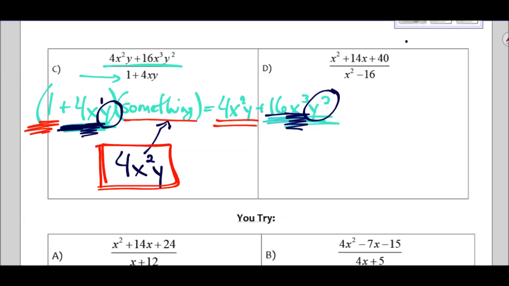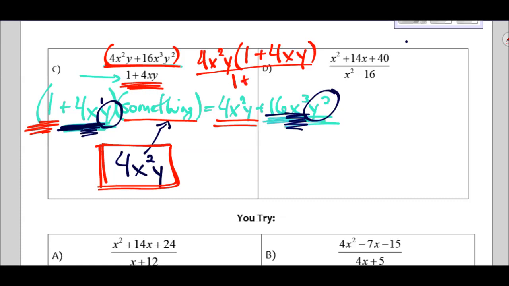Another way to do this is to think about factoring out the greatest common factor from here. It's not always going to work out perfectly, because if this doesn't involve the greatest common factor, you might need to factor out something else from the top. But if you factor out something from here, which happens to be 4x squared y, you get 1 plus 4xy, all divided by 1 plus 4xy, and these completely cancel out, leaving us just with the greatest common factor.